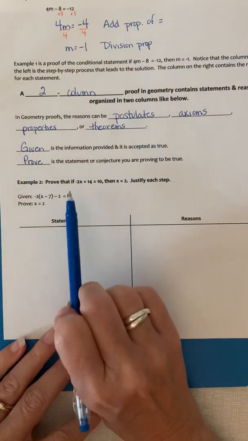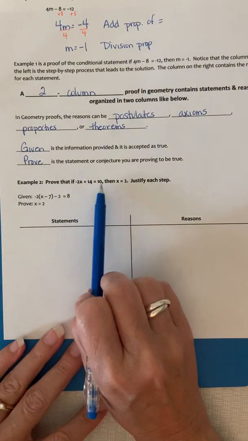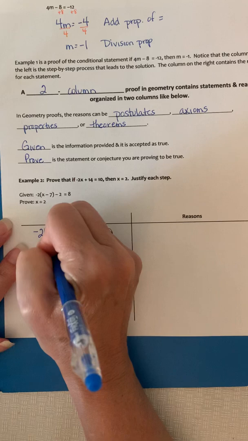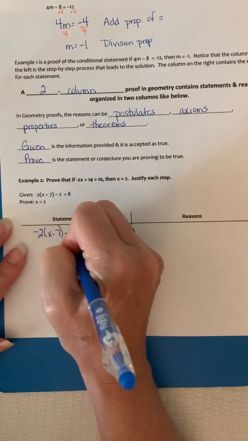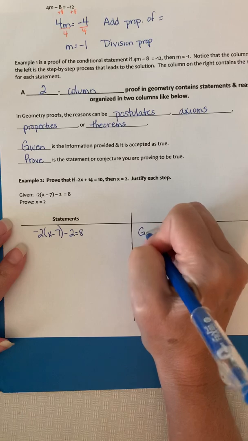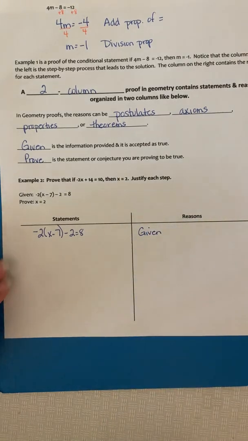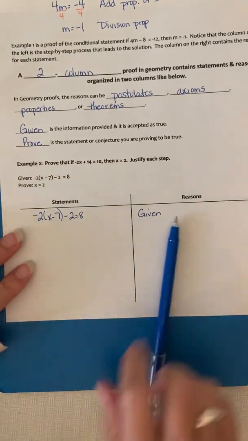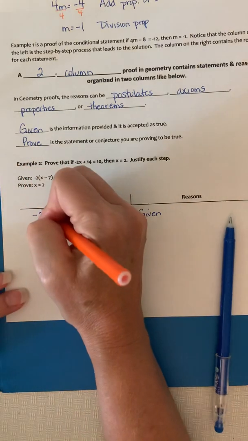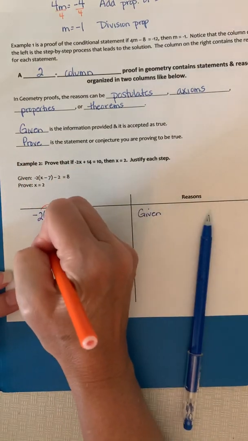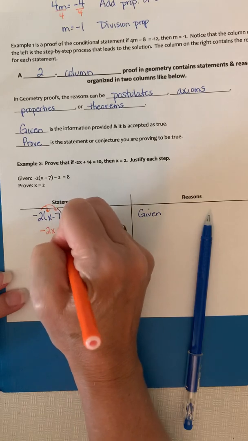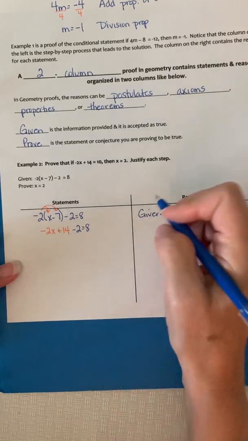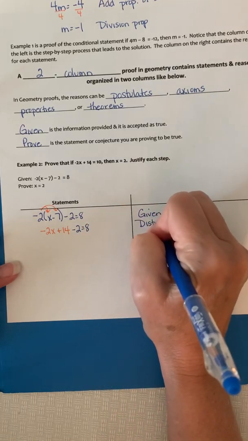So here we're going to prove if negative 2 times the quantity x plus 7 is 10... actually, negative 2x plus 14 is 10, then x equals 2, and justify each step. The first step in all proofs is given. It's always written there, and your reason is given. That should be the easiest thing for you to fill out. There really should not be any thought about that. Then you ask yourself, what would I do to solve this? You would distribute that negative 2 first, and bring everything else down. Well, what did you do? You used the distributive property.